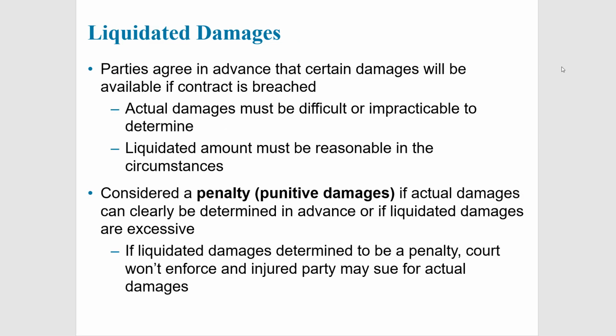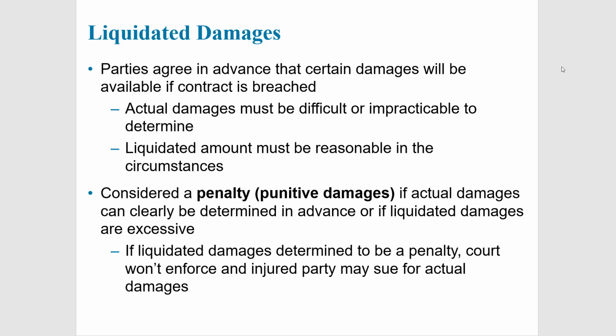Liquidated damages. These are when both parties agree in advance that certain damages will be available if the contract is breached. So we agree ahead of time on the amount of damages in the case of a breach. What we have to show is that actual damages must be difficult or impracticable to determine, and the liquidated amount must be reasonable in the circumstances.